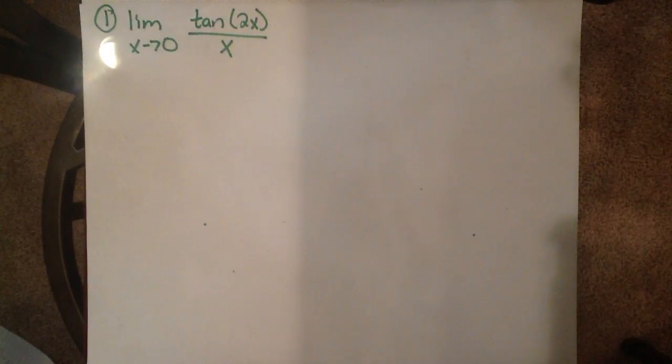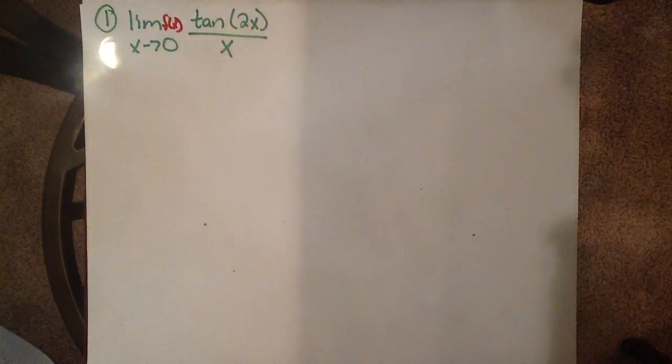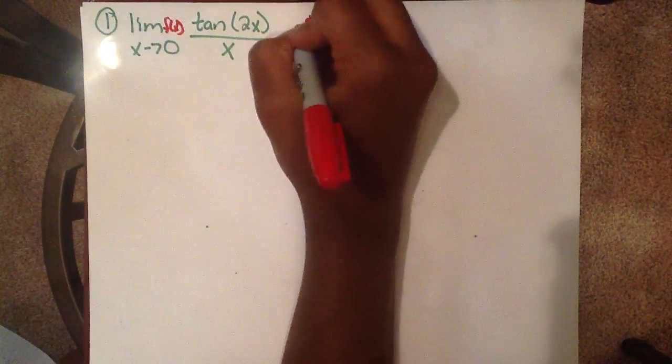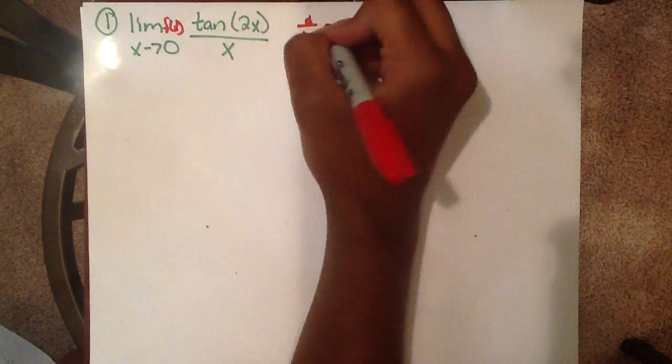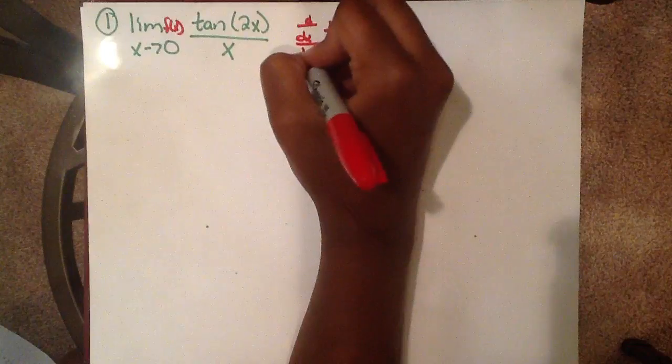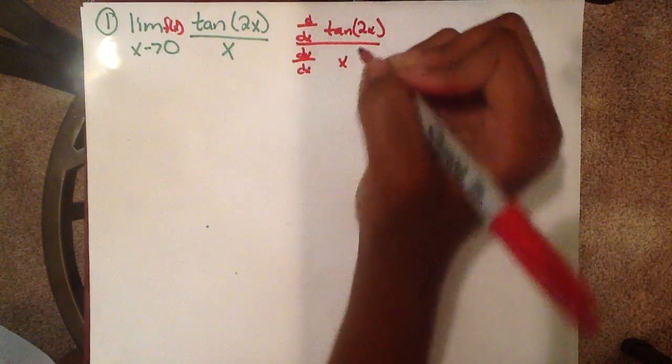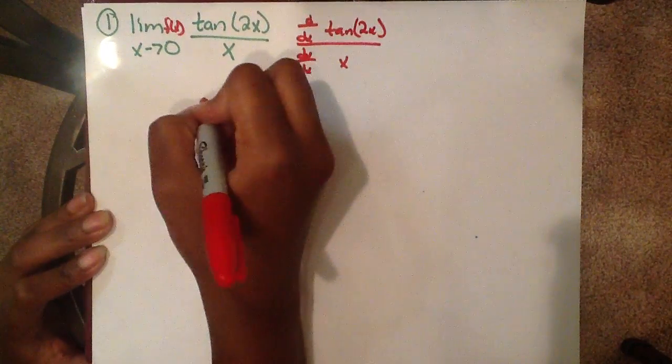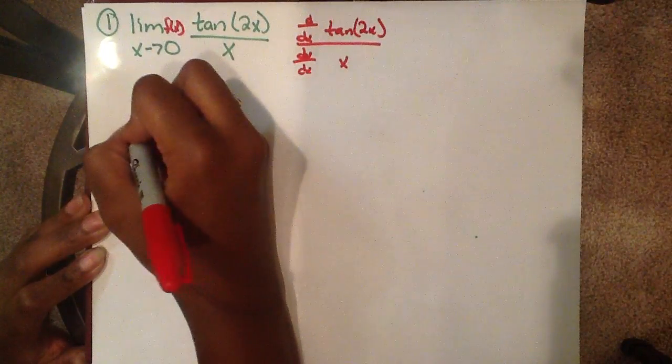So for our first question, we have to find the limit of f of x as x approaches 0. And our equation is tan 2x over x. So we're going to use L'Hopital's rule. That means we're going to find the derivative of tan 2x over the derivative of x. So the derivative of tan, as we know, is secant squared x.